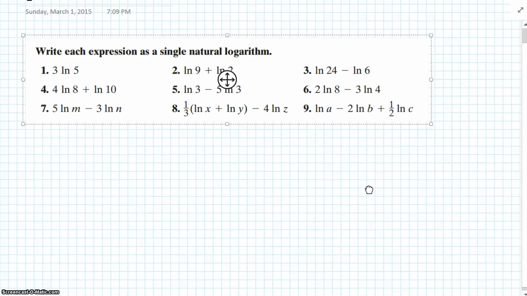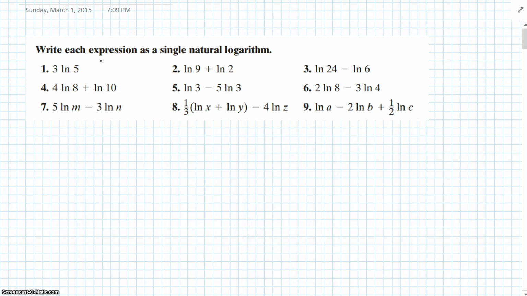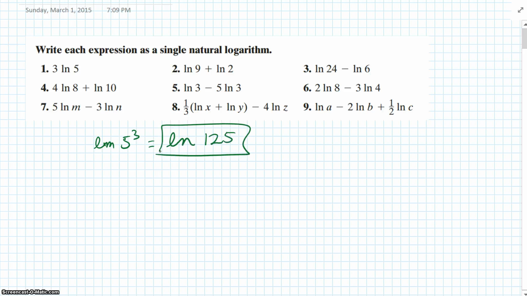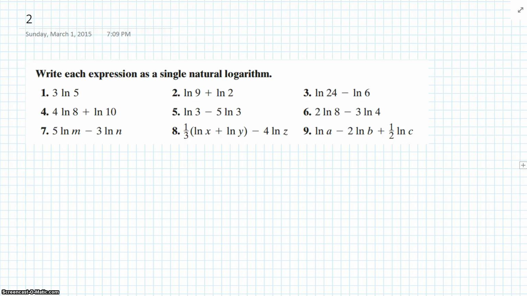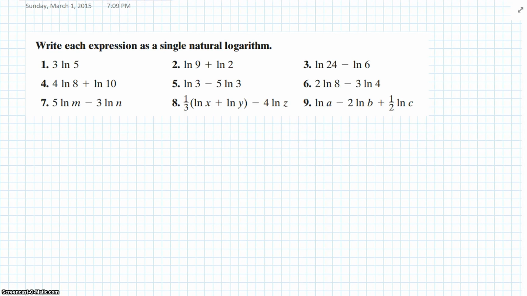All right, next section. Number 1. Write each expression as a single logarithm. 3 natural log of 5 would be the natural log of 5 cubed, which would be the natural log of 125. Number 2. Natural log of 9 plus the natural log of 2. You can say it's the natural log of 9 times 2, which would be the natural log of 18. 3. Natural log of 24 minus the natural log of 6 would be the natural log, quotient property, of 24 over 6, which is the natural log of 4.